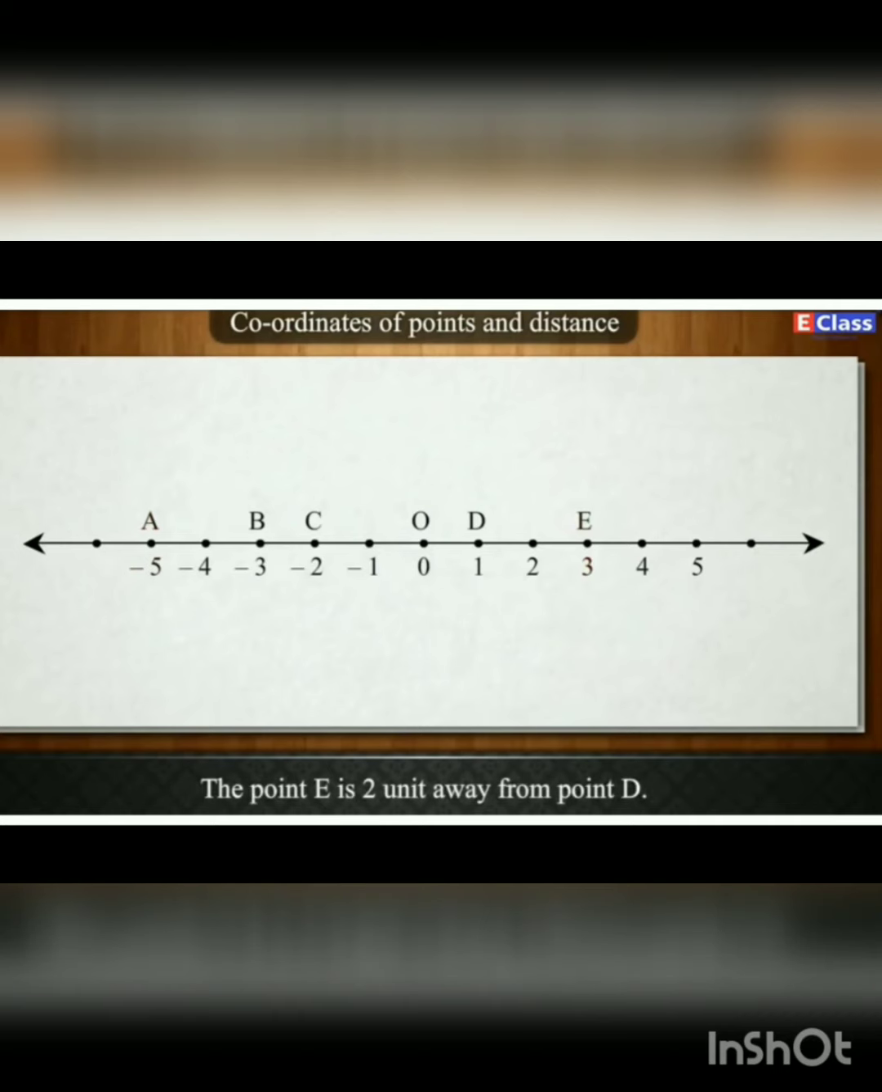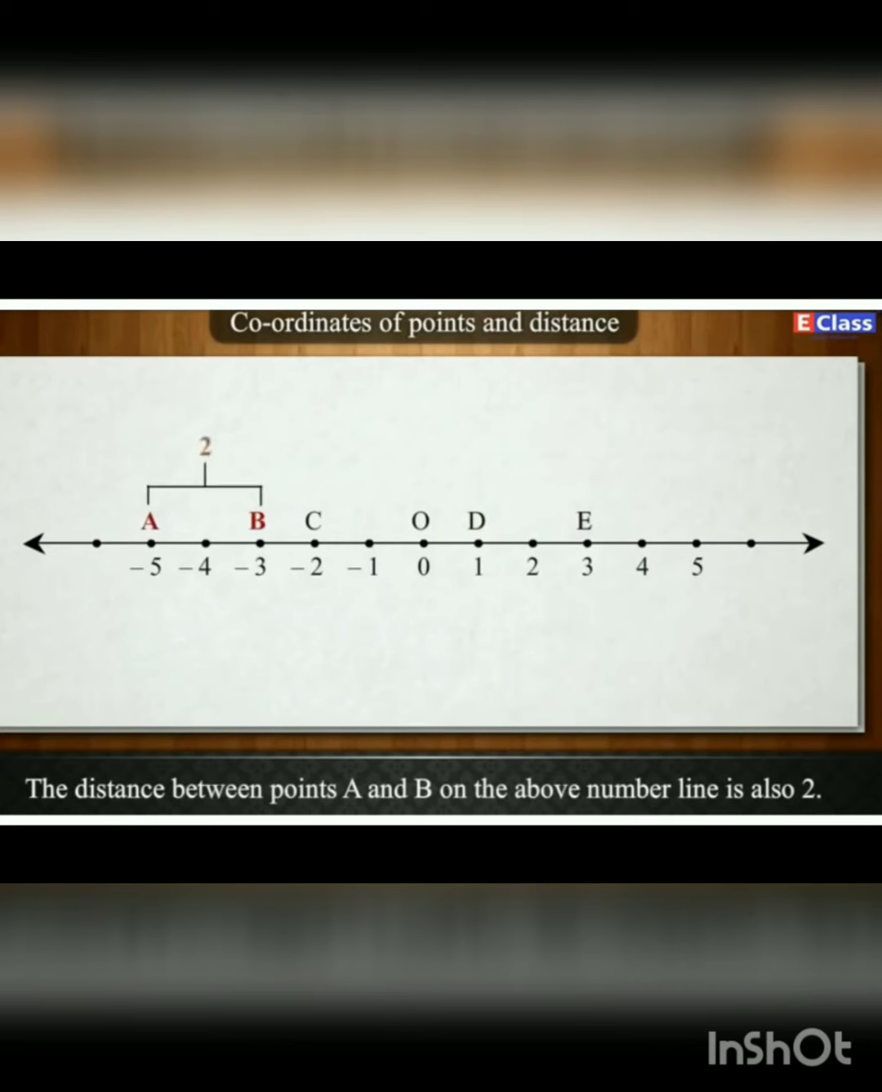The point E is 2 units away from point D. It means the distance between points D and E is 2. Thus, we can find the distance between 2 points on a number line by counting the number of units. The distance between points A and B on the above number line is also 2.